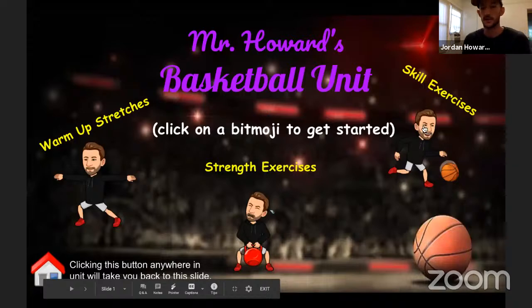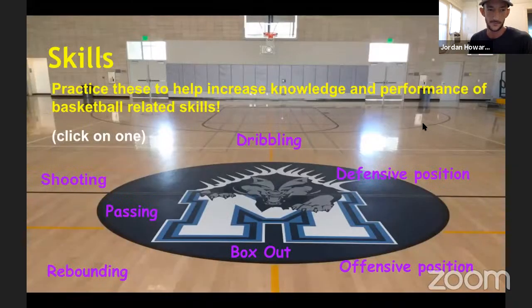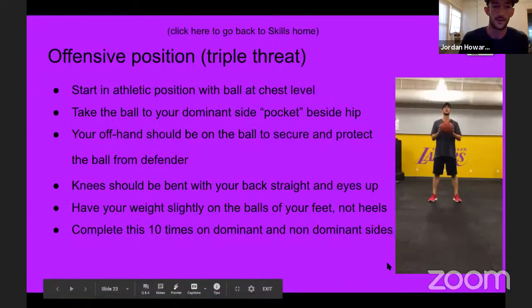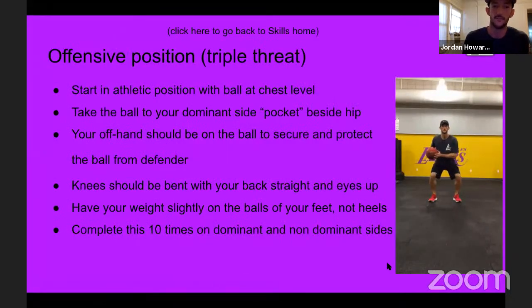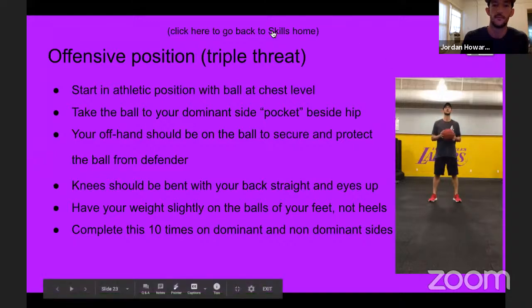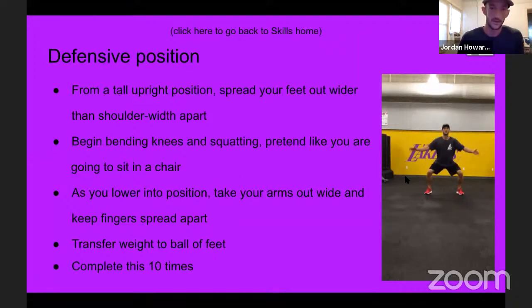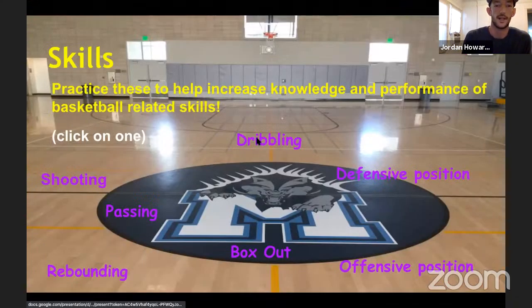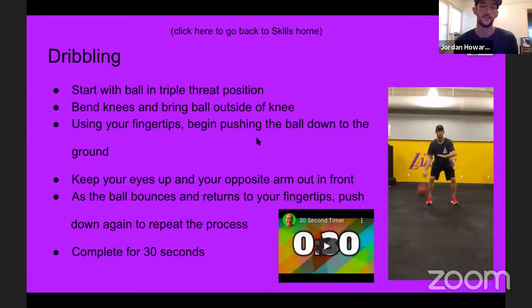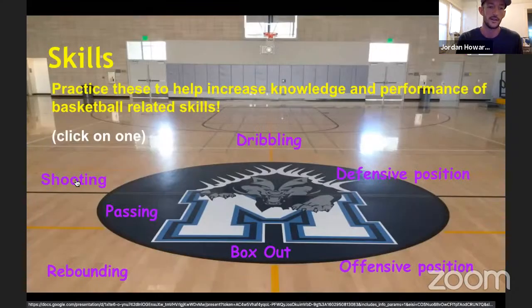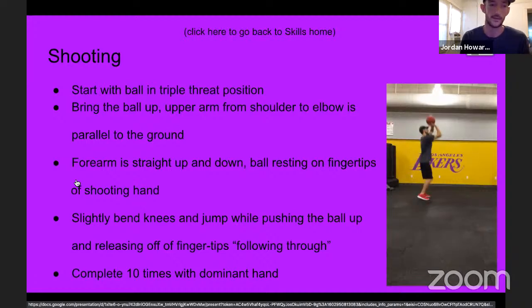So moving on to the last one is my skill exercises section. You would practice these to help increase your knowledge and performance of basketball related skills. So I went over the defensive and offensive position for basketball, going over the triple threat with them. Going over the defensive position, how we would play defense. And then I have some cues about dribbling a basketball with the timer as well that I wanted to perform for 30 seconds. And shooting, which is everybody's favorite part of basketball.